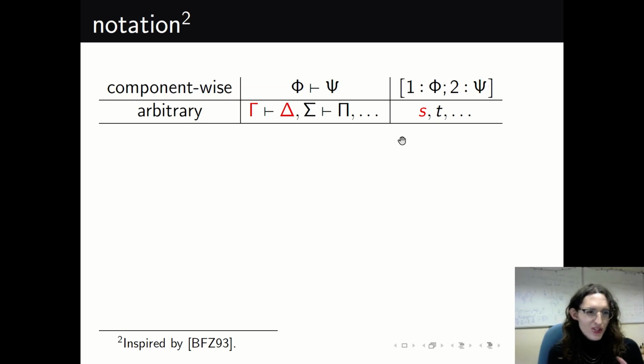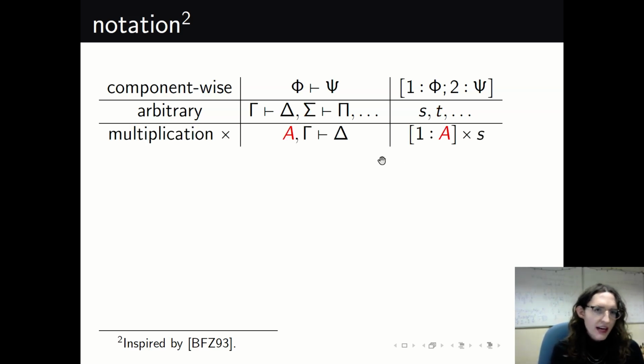Then secondly, we have a nice shortcut of writing arbitrary sequents. These are sequents where each of the components, the first and the second, just contain any arbitrary multisets, constrained only by what the calculus puts as constraints in place. And we'll be writing those with lowercase letters. So if you have a gamma implies delta sequent, we will be writing this just as a lowercase s, and then if you've got another sequent with other arbitrary multisets on the left and on the right, we'll be writing that as lowercase t, so just picking another letter.